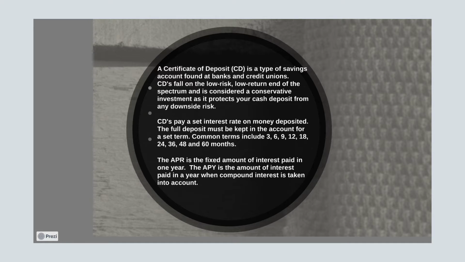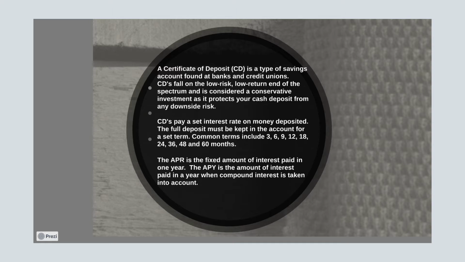CDs pay a set interest rate on money deposited. And some key terms to understand is the APR, which is a fixed amount of interest paid in 1 year. And so the higher the APR, the more beneficial it will be to your investment. The other term is the APY, which is just the amount of interest paid in a year when compound interest is taken into account over the long term.